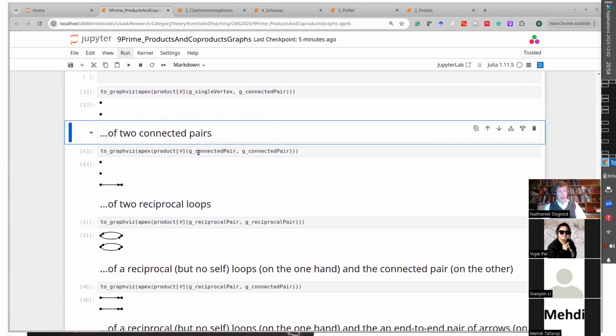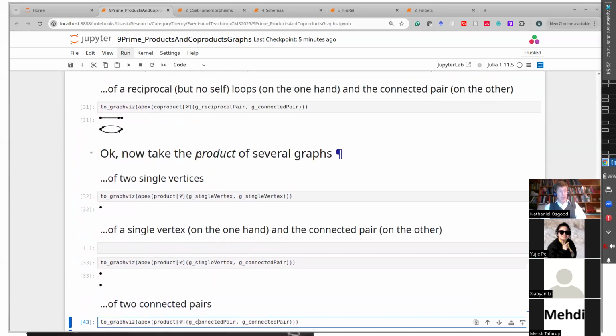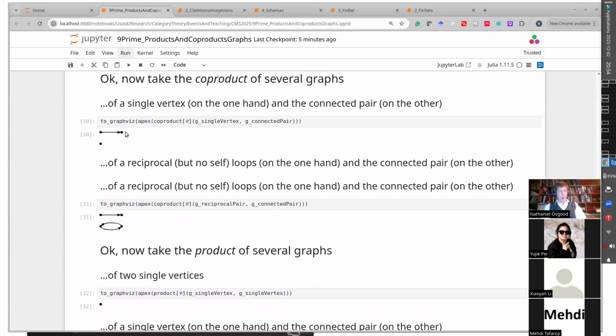Okay, and here, from a connected pair to a connected pair, you might get your hopes up. Well, okay, now we're doing it from one of these to one of these.